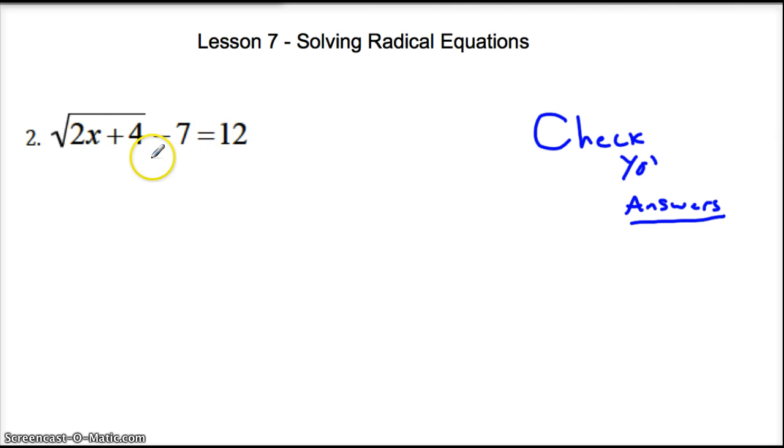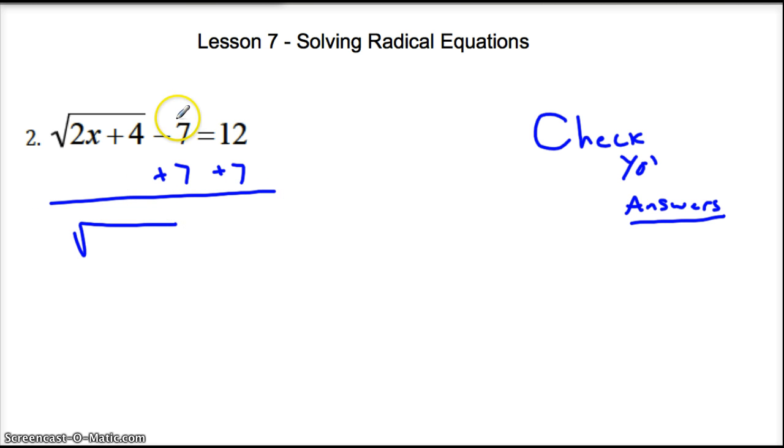The first step to these is just like absolute values. You always isolate the radical. And over here, if you look, we got this 7 on the outside. So we're going to move that guy over. When we move it over, boom, that gets crushed out of here, and we get the square root of 2x plus 4 equals 19.